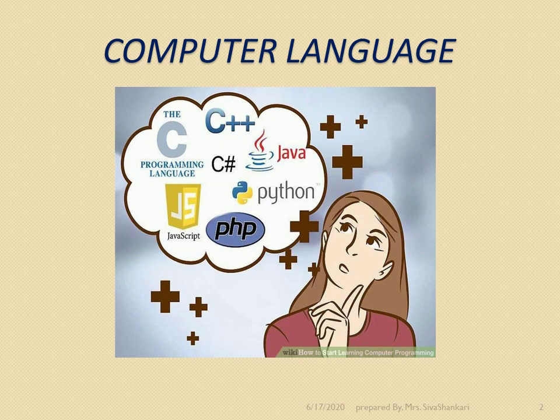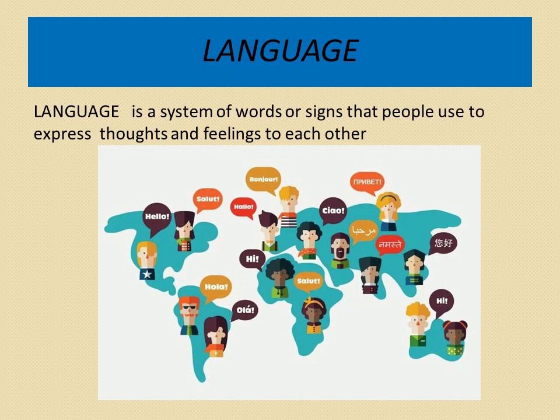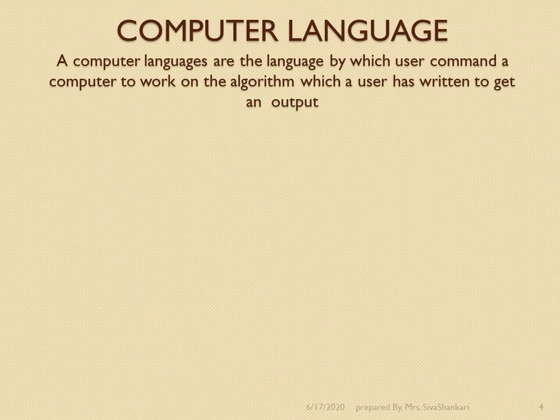You can come across these words C, C++, Java, Python like this. So we'll see what is C, C++ in detail. Before that, we'll see what is language. Language is a system of words or signs that people use to express their thoughts and feelings to each other. This is an ordinary language. How the computer language is used by the human to communicate with the computer, that we will see now.